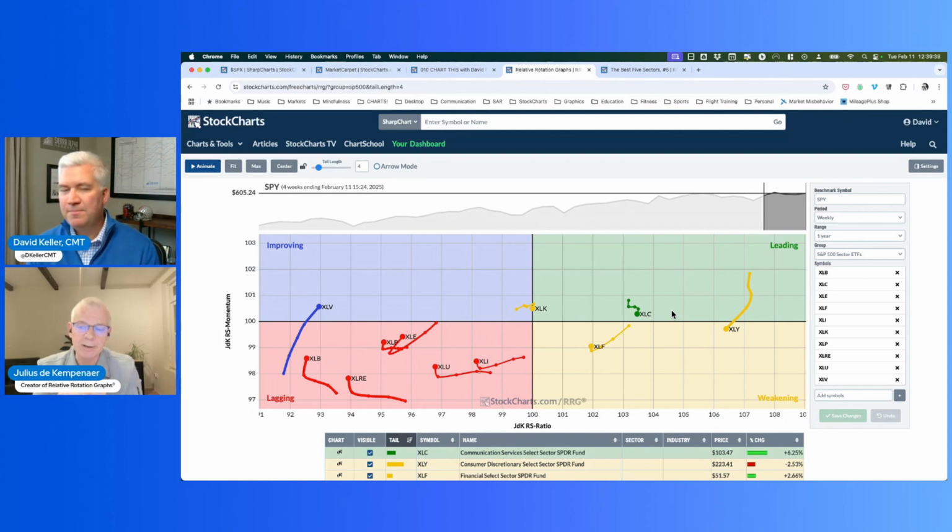Because when I first looked at an RRG, I thought, oh, this is great. When it moves from improving to leading, you buy, and when it moves from weakening to lagging, you sell. It's not that easy. And you and I, Julius, have found very similar things.